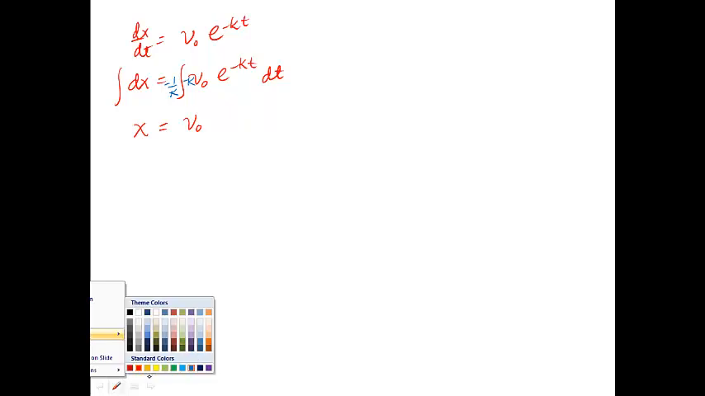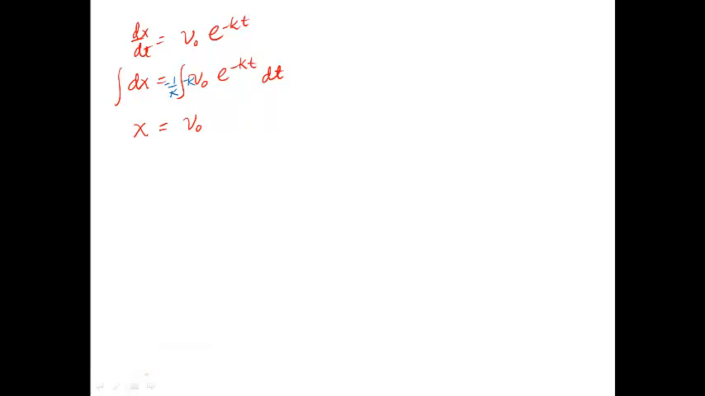Now I can integrate v naught times, so I'm going to get a minus 1 over k here. Integral of e to the u du becomes e to the u, so it's going to be e to the minus kt plus c1. So I'm going to need my initial condition now. Let's say at t equals 0, let's take the initial position to be 0.